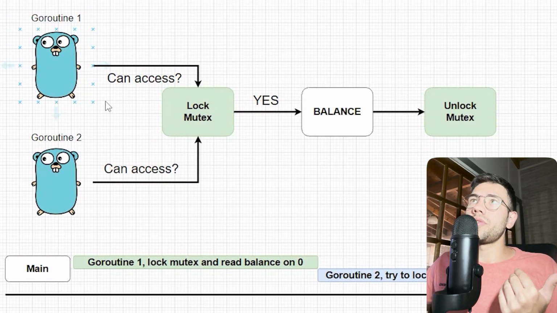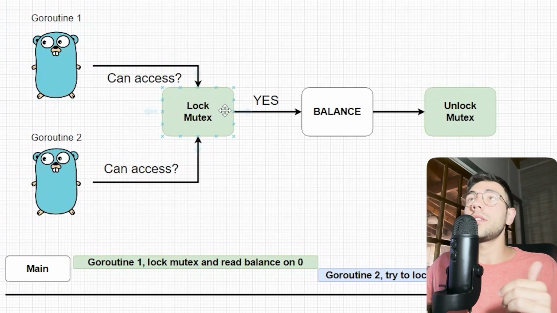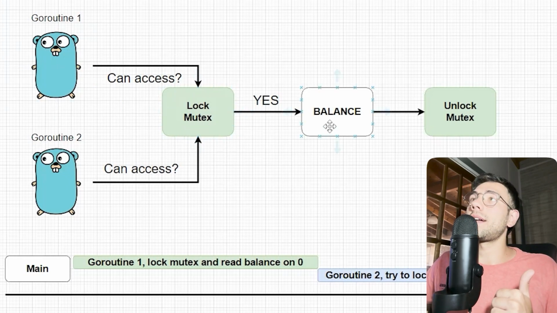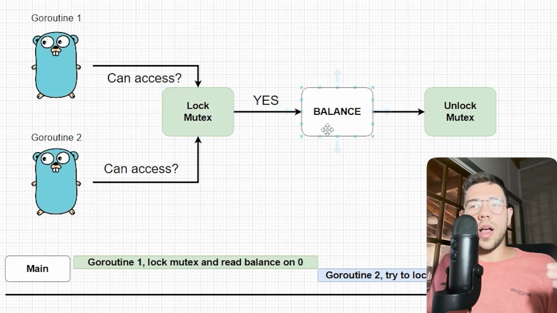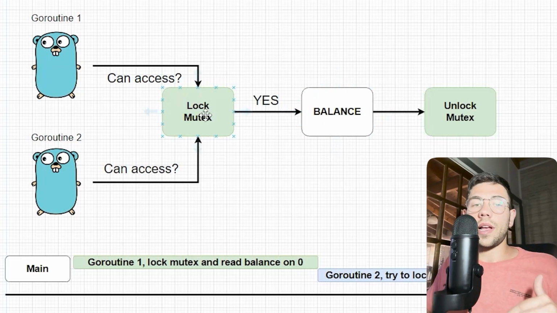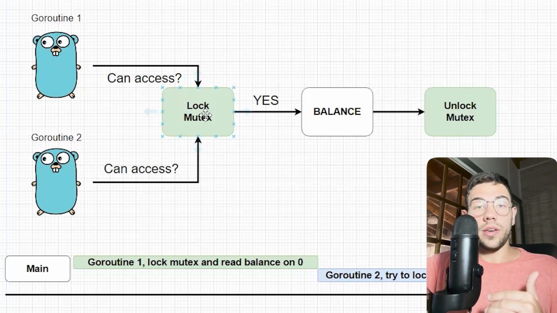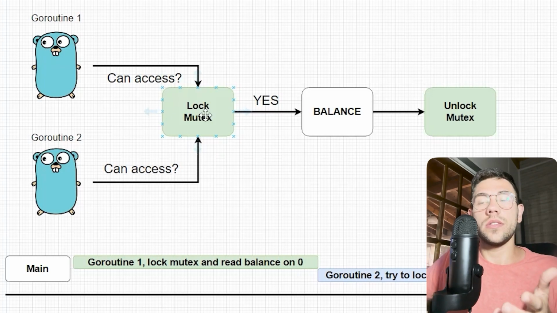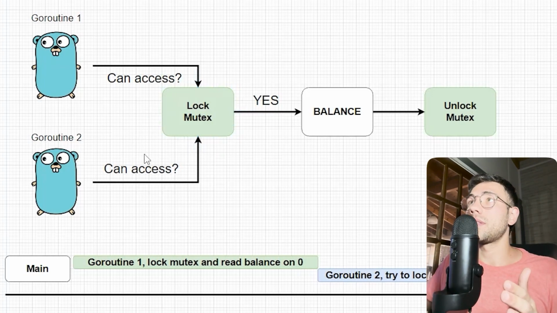So our two Goroutines will have to ask this mutex if they can access that data, that resource. And the mutex is like a semaphore. We can get a green light or a red light. At the first time, the mutex will always be on a green light, so we can access this critical zone.